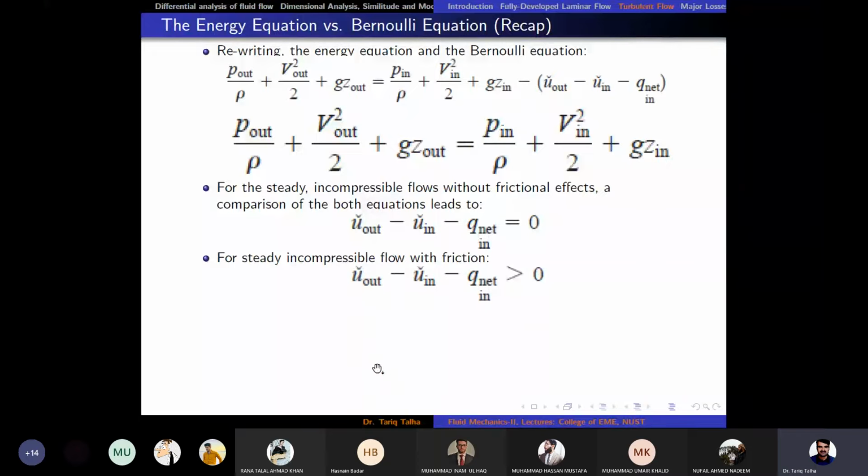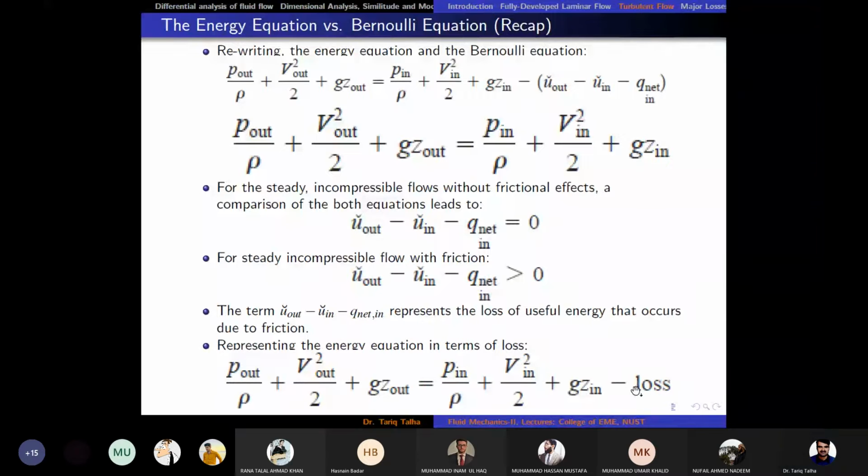So it means that if there is friction, then at the outlet of the pipe, the energy would be a little bit less. The mechanical energy head which is available in the fluid would be less because of the friction, because due to friction, some of the mechanical energy is converted into thermal energy. So that loss is written here, right? And now, Umair Khalid, do you understand up till this point?